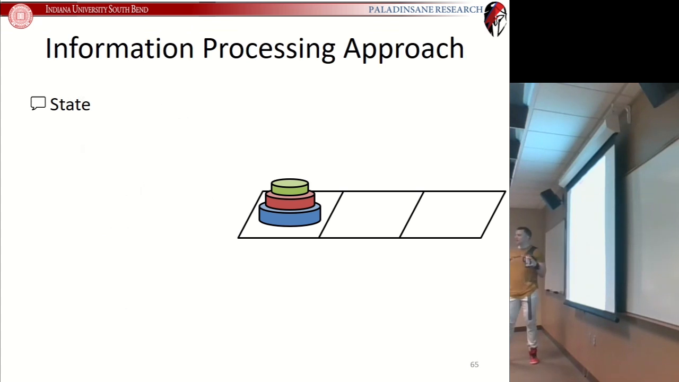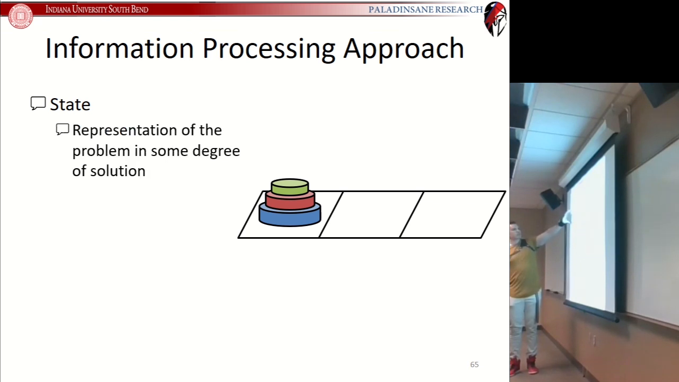So has anybody ever done the Tower of Hanoi? Has anybody ever played with it? There are different levels to this. There's like a 5-disk, 7-disk, 11-disk problem. But one of the ways to illustrate the idea of an information processing approach is this problem, because it's a well-defined problem that is easily visualized. So we're going to use it to introduce some of the concepts we're going to be looking at.